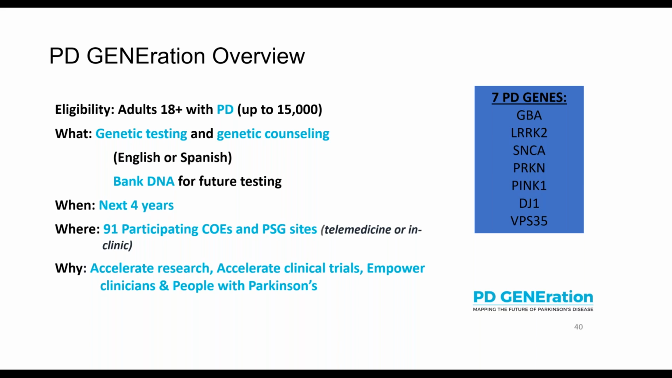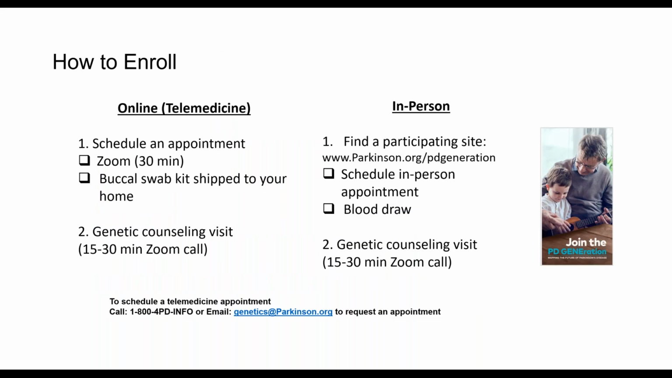And so this can all be done remotely. The kit can be sent to your house. You do the swab, or if they want blood, you just go to your local blood lab and bring the packet and everything. They ship it out. The genetic counseling is all over the phone. So it's really, really easy for people who have a hard time coming down. Like I said, this can be all online or in person.